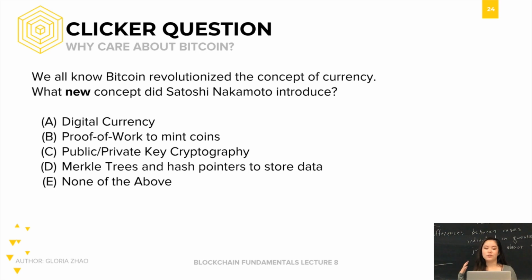Was it the concept of digital currency? Was it using proof of work to mint coins? Was it using public and private key cryptography? Was it using Merkle trees and hash pointers to store data? Or none of the above? You want to discuss amongst yourselves and then come up with an answer, please.